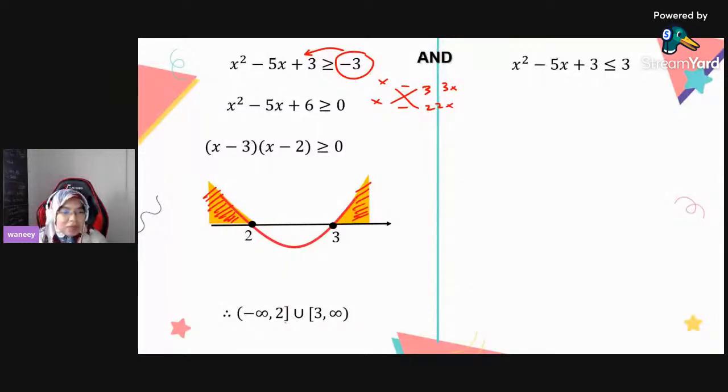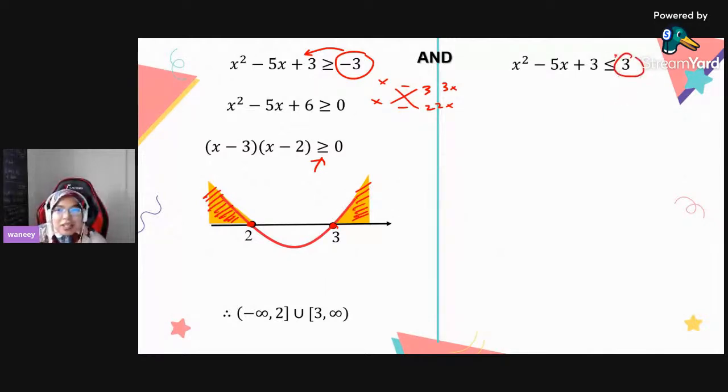So dekat sini kita pakai square bracket sebab dia ada simbol equal dekat situ. So ada simbol equal sebab tu kalau tengok dekat 2 dengan 3 ni pun kita pakai dense circle. Okay, so done with the left hand side. So now the right hand side.